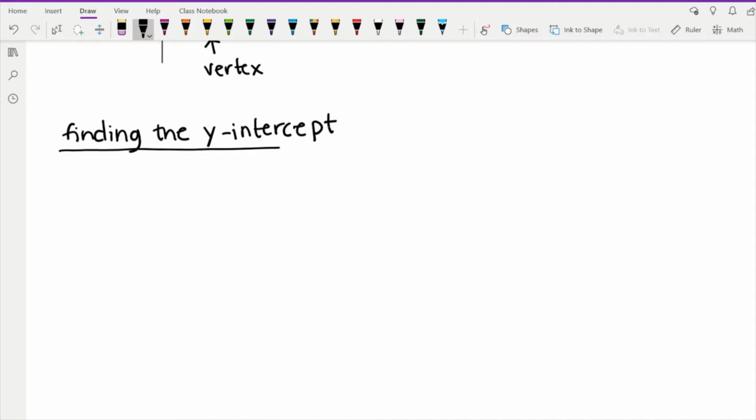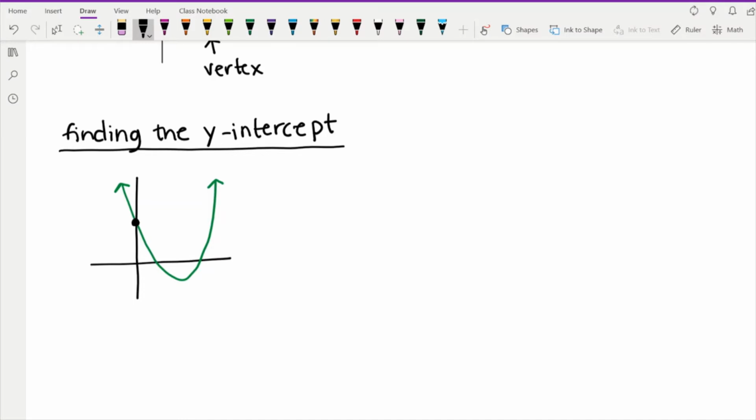Okay, so I'm just going to sketch a quick little sample parabola here. So if this is our parabola, the y-intercept is this point here, right? That's where the graph crosses the y-axis. So notice that the y-coordinate of the y-intercept is going to vary, because depending on where the graph crosses the y-axis, maybe it's positive, maybe it's negative.